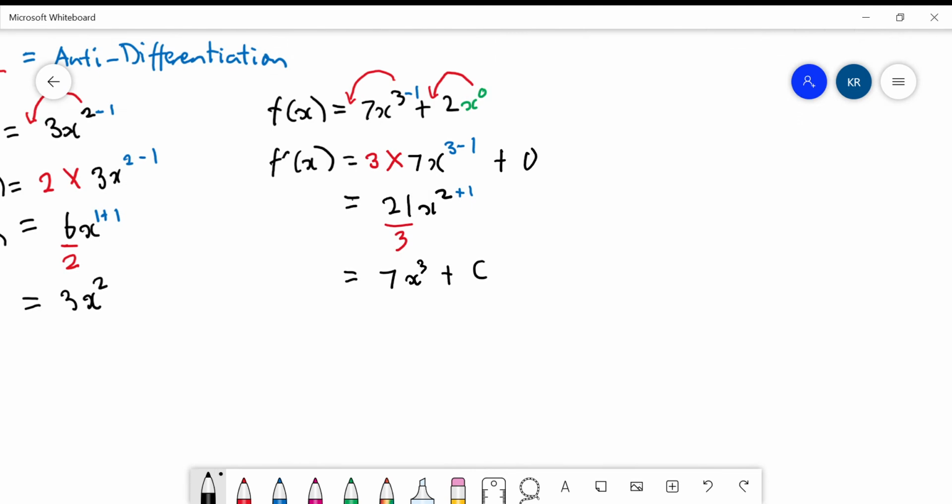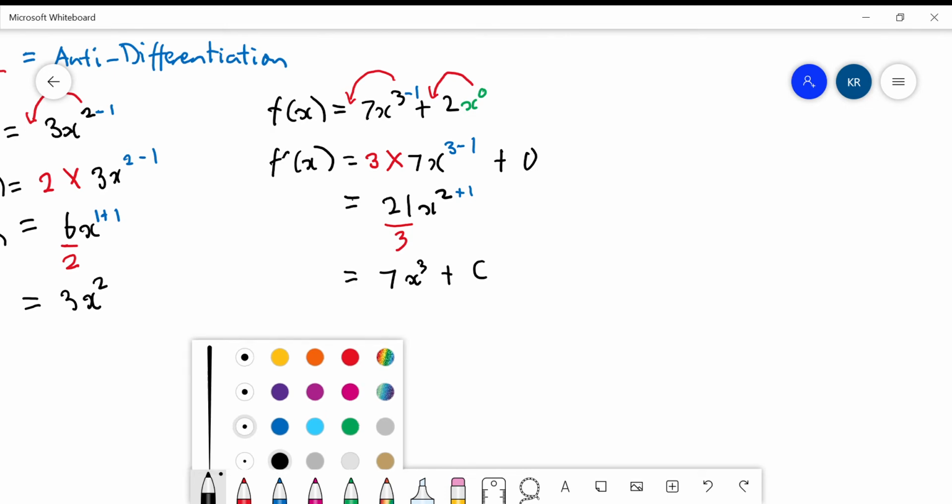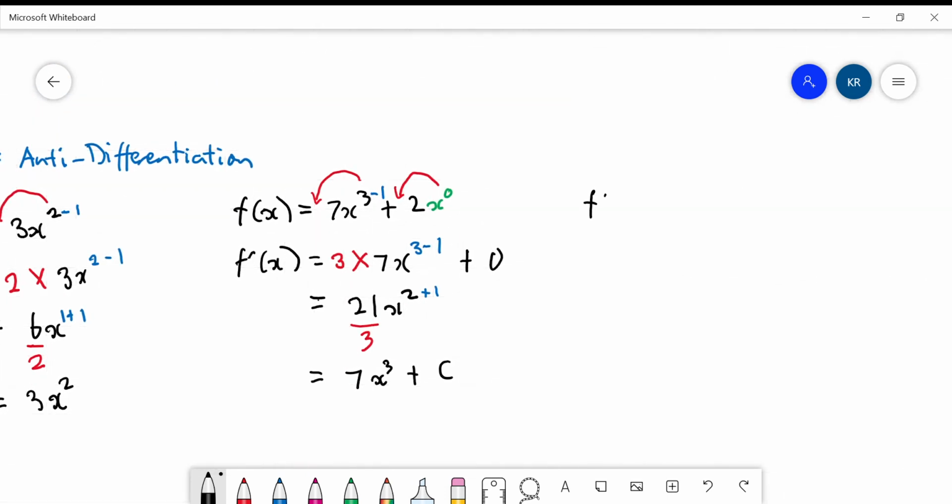In this case, the c may not necessarily be a 2, because there can also be another function like f of x is equal to 7x cubed plus 7. Now if we differentiate that, we would also get 21x squared, which is the same as the one for our other one, which was 7x cubed plus 2. So therefore, when we integrate both of them, we put the plus c, because the c can be either a 2 or a 7.